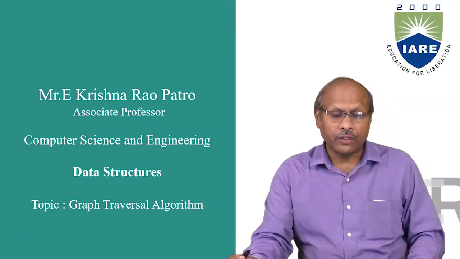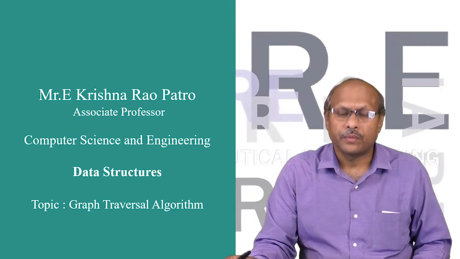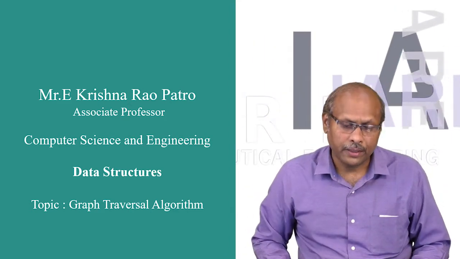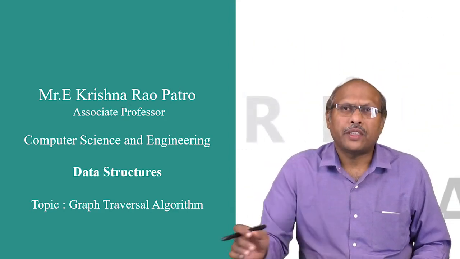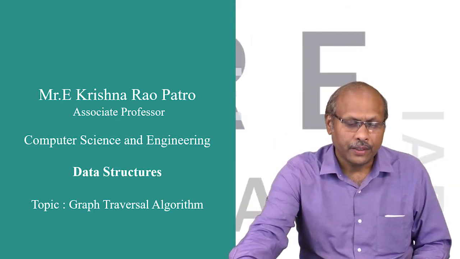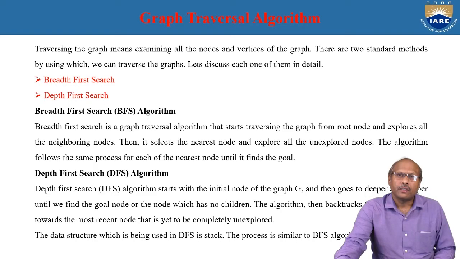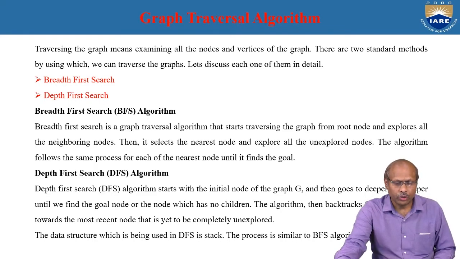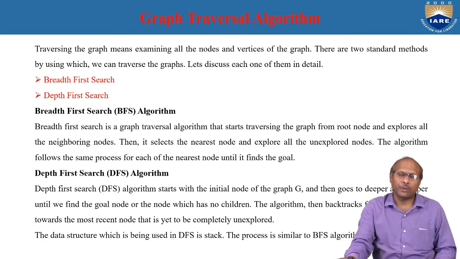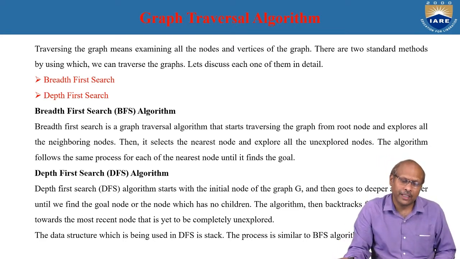Now we'll start the session on graph traversal. So how to traverse a graph, we'll see. I think in the previous session you have seen the graph introduction. The graph is nothing but a nonlinear data structure, a collection of nodes and edges. So if there is a graph, how will you traverse? What are the different traversal mechanisms there?